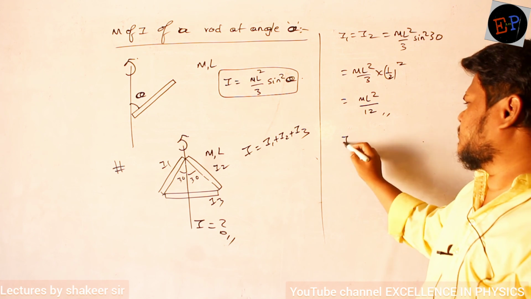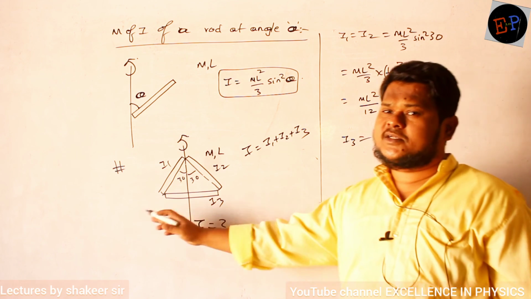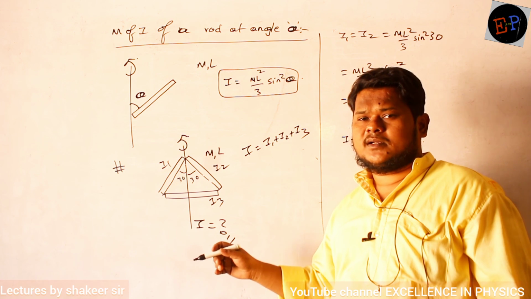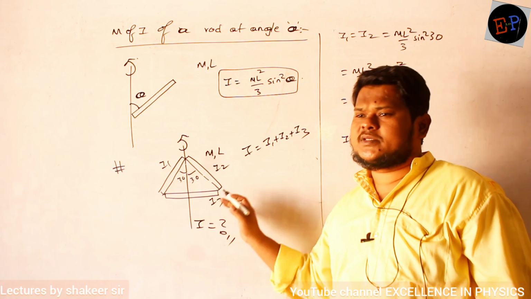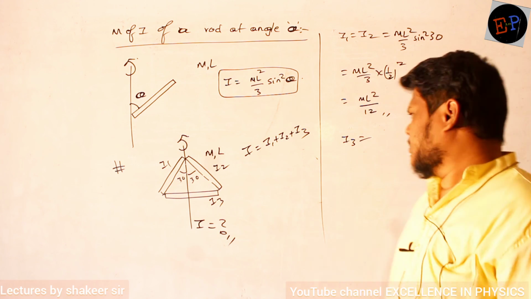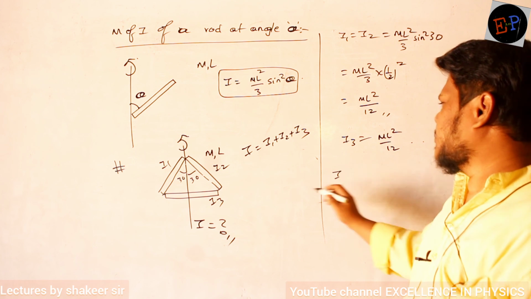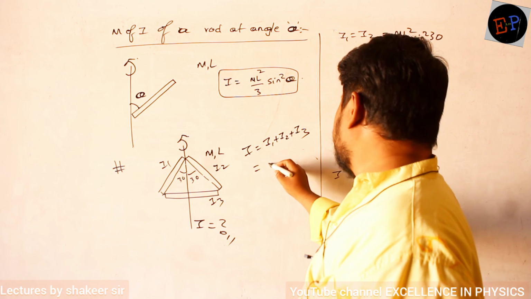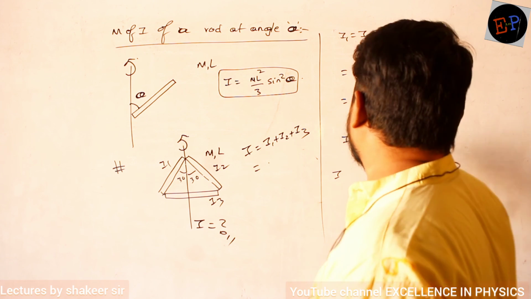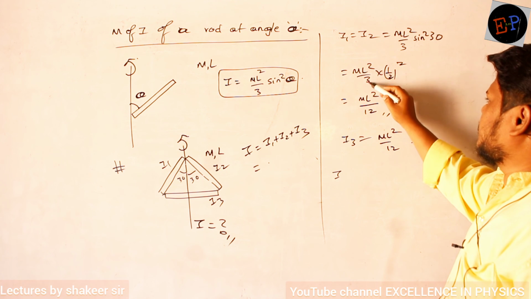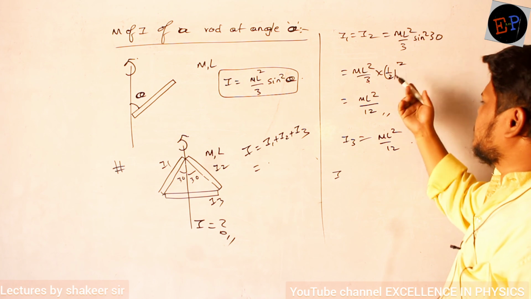Now I3. For I3, can you say what the moment of inertia is? ml square by 12. Why ml square by 12? Because the axis is passing through the center and perpendicular to the rod. So I3 is ml square by 12. So do the total calculation. I1 is also ml square by 12 only. 3 times 4 is 12.